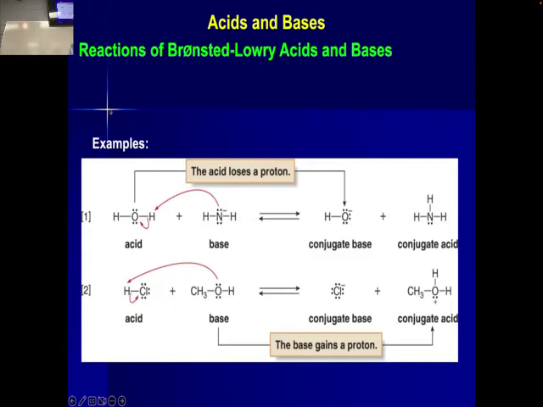The acid gives us the conjugate base, and the base gives us the conjugate acid. Notice what's happened. This has accepted a proton. Remember, a proton is nothing more than a hydrogen atom without its electrons. So this has two hydrogens attached. Now it has three. It gained that proton. So it's the proton acceptor. This gave away one of its protons. So it's the acid. The acid always gives you the conjugate base, and the base always gives you the conjugate acid.